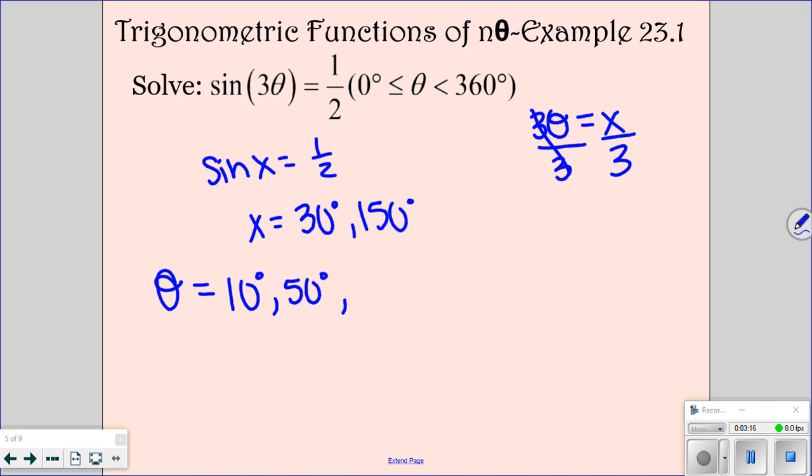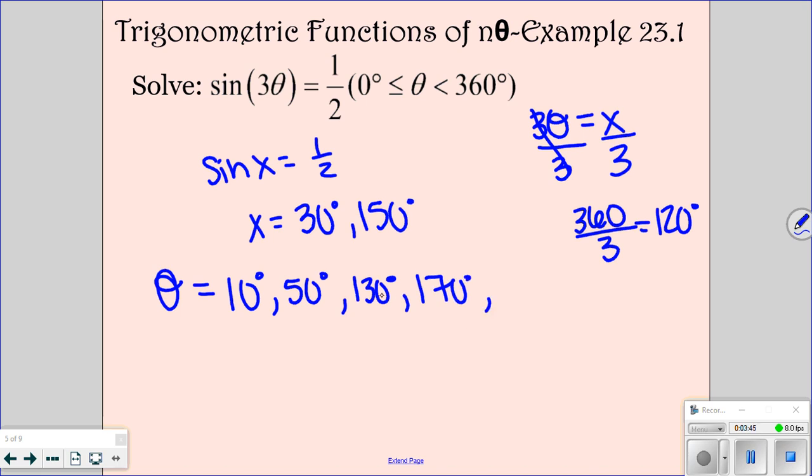Okay, but I can have some other answers in there. And the way that we're going to figure those out, you always take 360 and divide it by the same number that you divided your x and your theta by. So we divided by 3, so 360 divided by 3 is 120. And then you're going to add that to each of these 2 answers. So 120 plus 10 is 130. 120 plus 50 is 170.